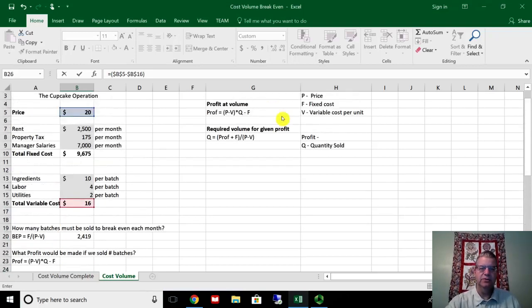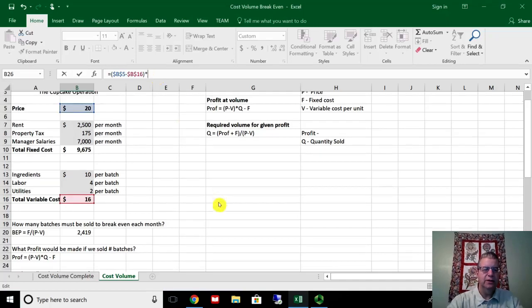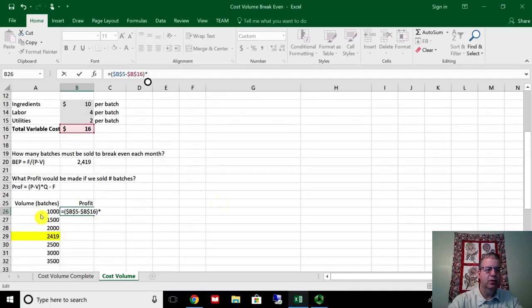Let's go back up and make sure we're doing this right. We did our price minus our variable cost. We're going to multiply that times our quantity. So where's our quantity going to come from? Well, our quantity is right here. It's our volume in terms of batches. And I do want that to change. So when I copy this formula down, I don't want A26, I want A27 on this next row. So I don't need to put the dollar signs in. I don't need absolute referencing for that term.